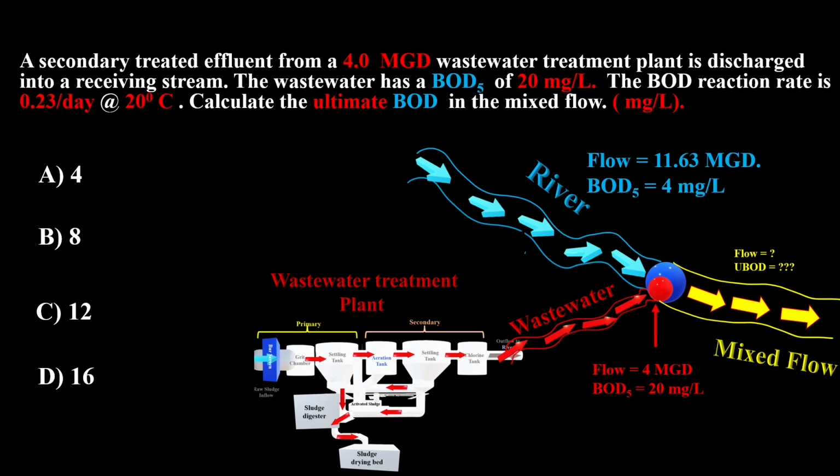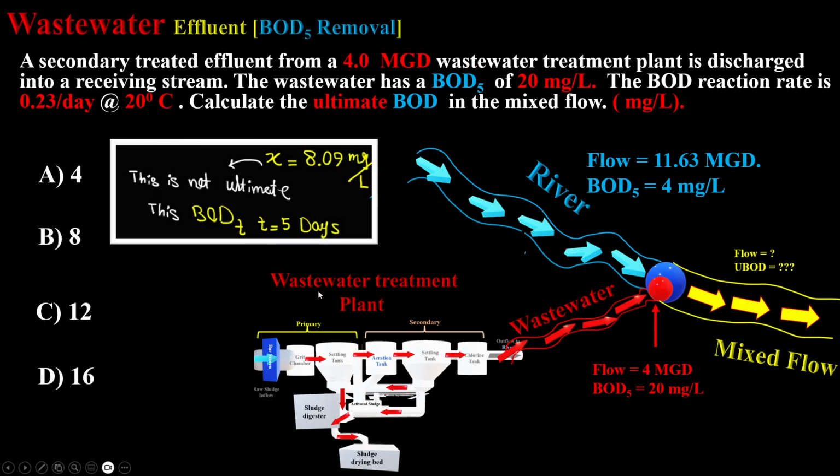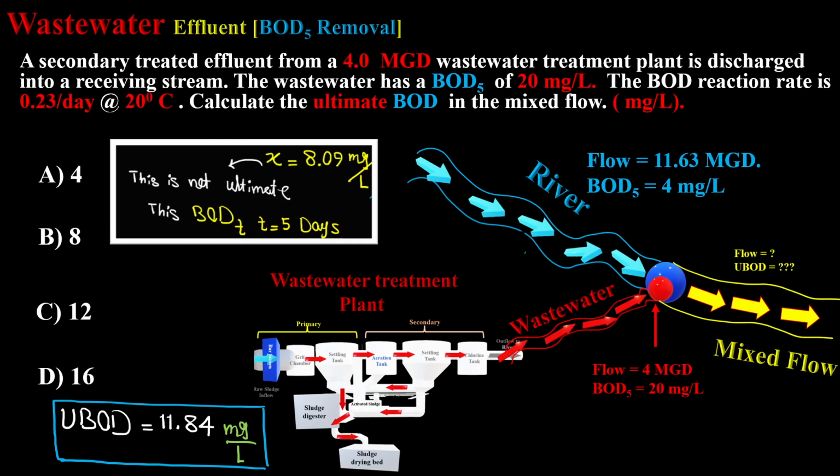If we jump to our problem, you can see the constant here and the concentration. If you rush through the problem, you will go with choice B, because you have to calculate BOD5, then from BOD5 you have to calculate the ultimate BOD, which is 11.84. You can see how both of these answers are provided in the multiple choices. The answer is choice C.